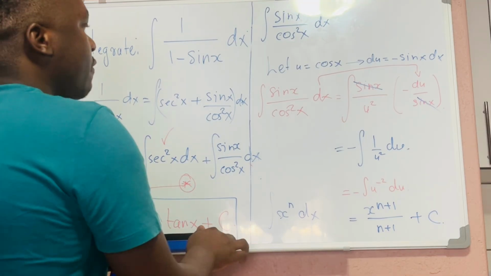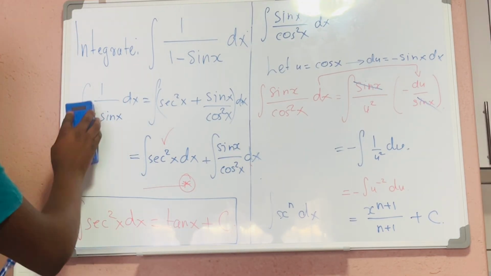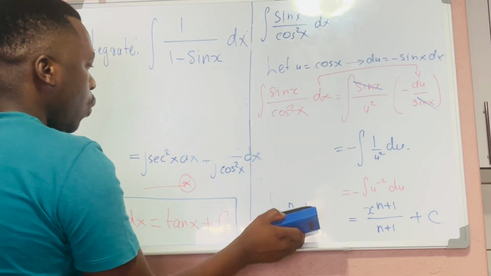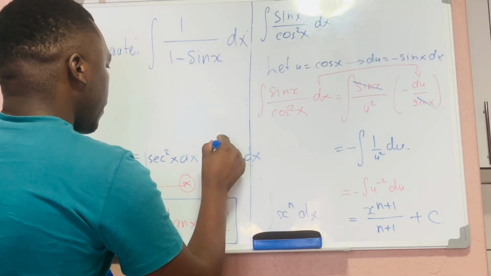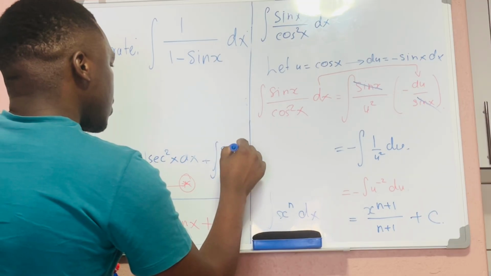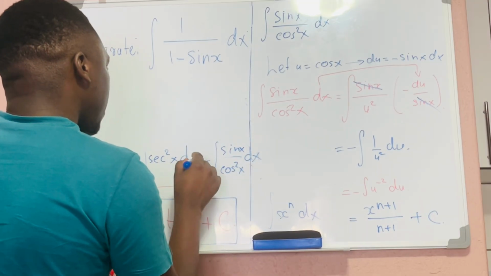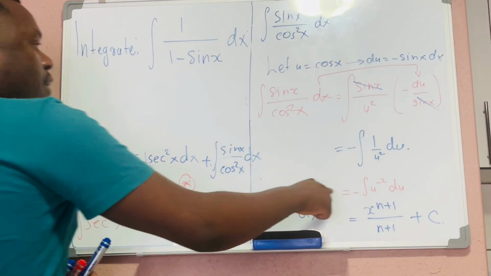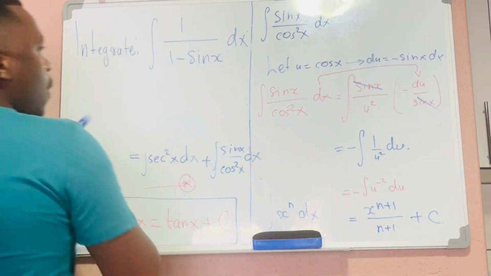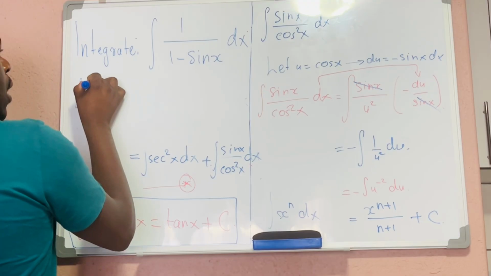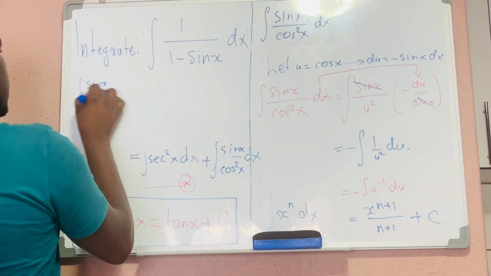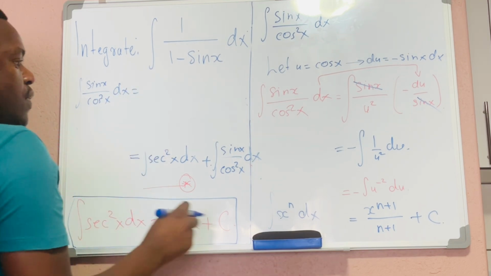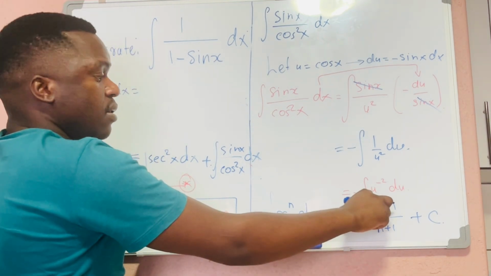I've run out of space, so I'll come back here because I know what I want to solve for. Let's keep this safe there, because we'll come back to this star. So this integral of sine of x over cos squared of x dx is the reverse of the power rule here.